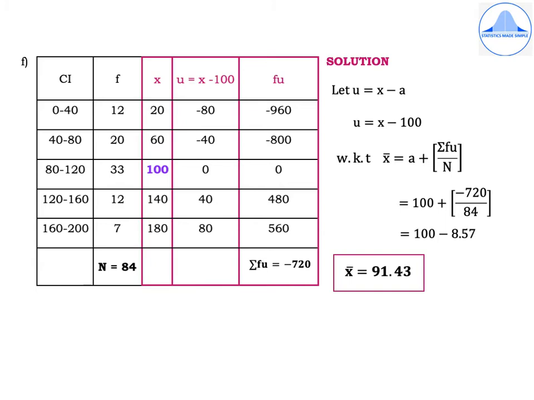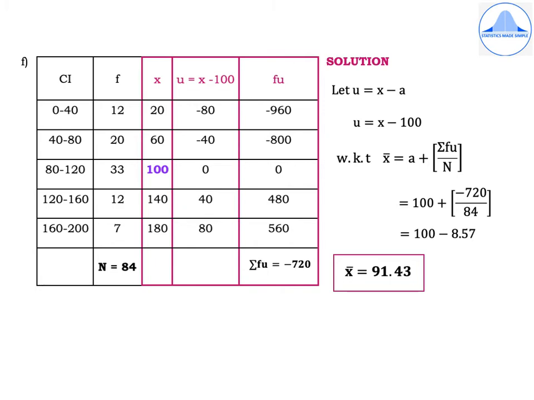And the solution, let's start with let u be equal to x minus a. The middlemost x value is 100, so u is equal to x minus 100. The fourth column is u equal to x minus 100, and the values are minus 80, minus 40, 0, 40 and 80. Now calculate the fu values, which are minus 960, minus 800, 0, 480 and 560. Summation fu is equal to minus 720.